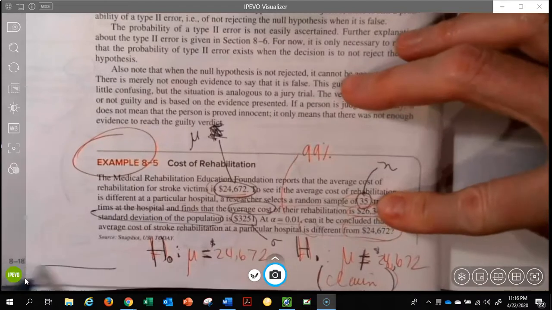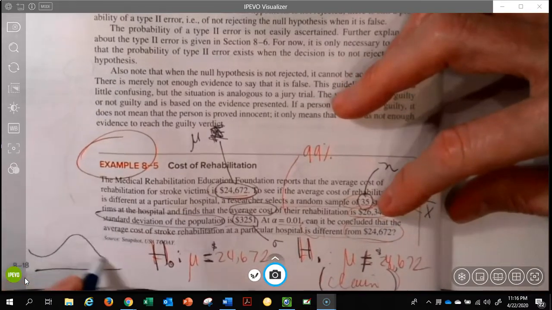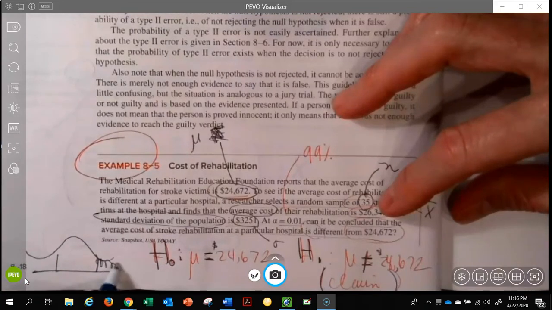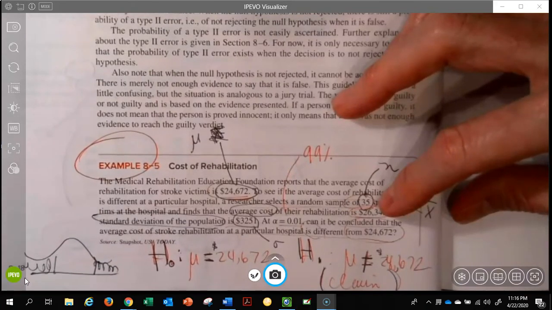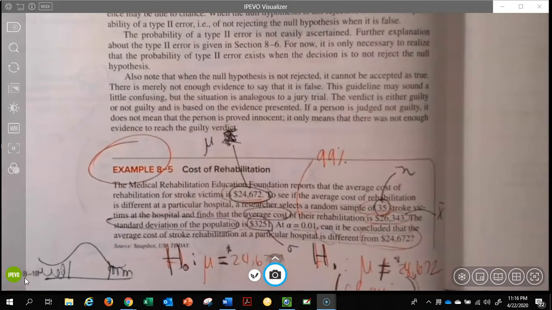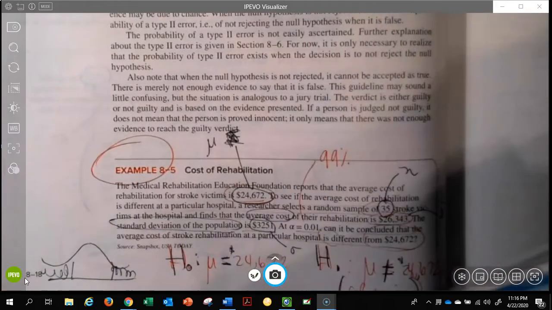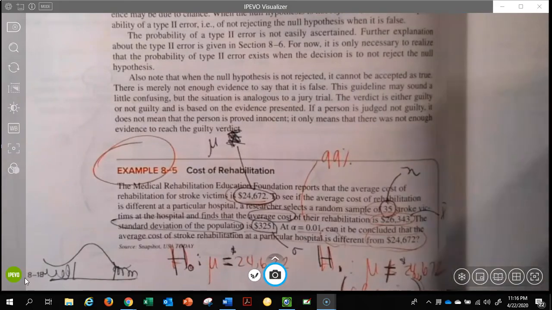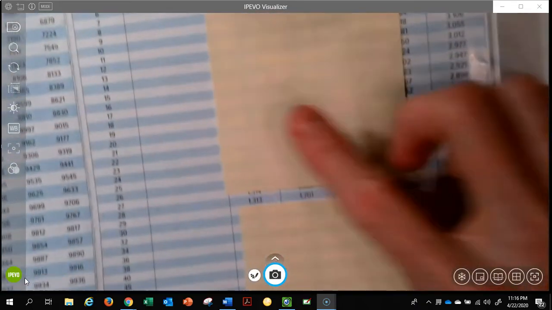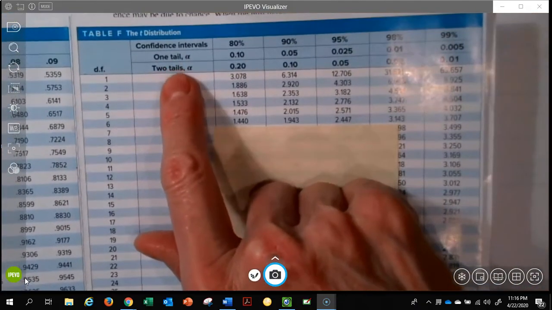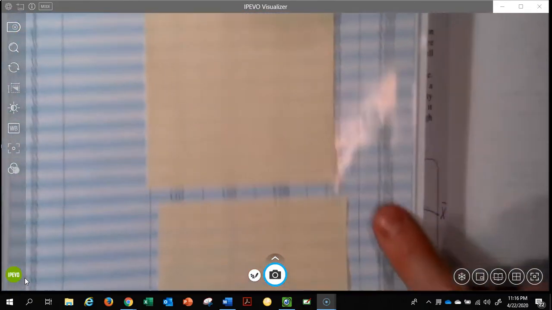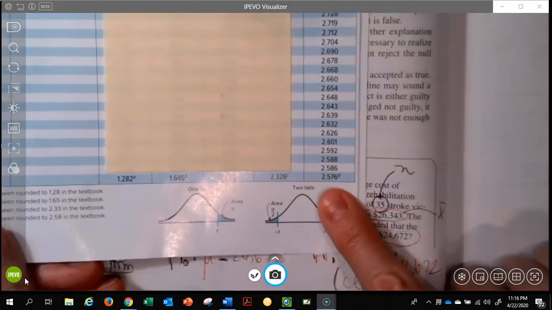I haven't drawn a picture, but hopefully as you see the "do not equal," you see that we are going to have a two-tail. We're going to have a critical region on the left and a critical region on the right. So we're going to go grab our table F. And when I grab table F, I am looking for two-tail, and I'm looking for the 0.01. When I scroll all the way down to the bottom, I get that it's 2.58.